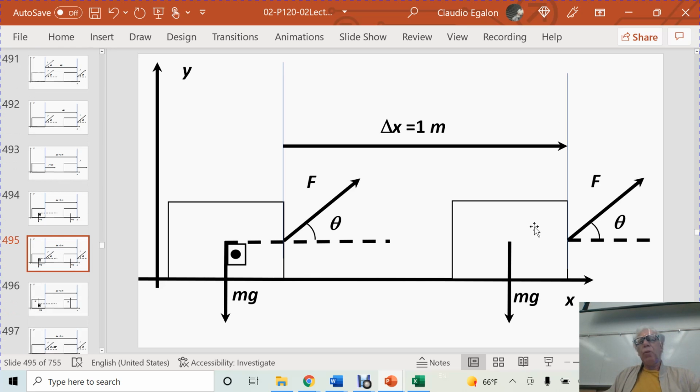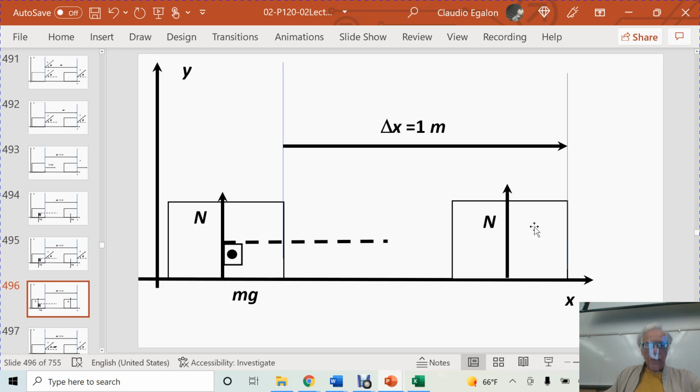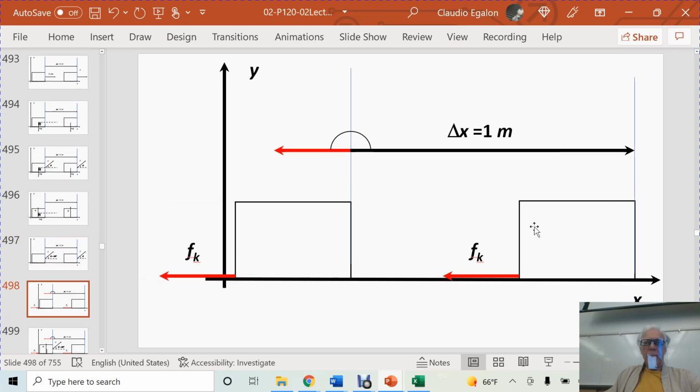If the force F has an angle theta, then the work is going to be what you saw before, right? The force times delta x times the cosine of theta. Let's see another one. What's the work done by the normal force in this case? It's 0 too, right? 90 degrees. Okay? And so on.